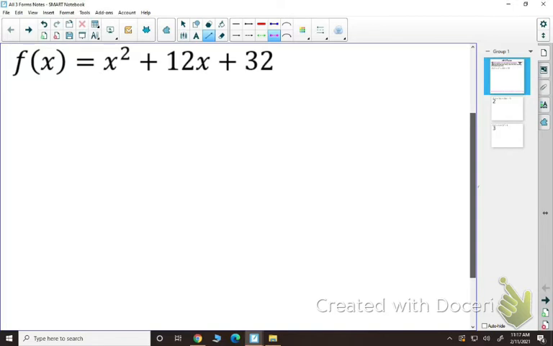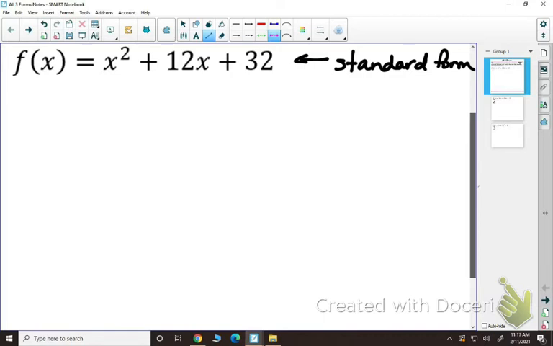we have is f of x equals x squared plus 12x plus 32. So this form is the standard form. And maybe I should specify, you need to be taking your own notes today, adding to your notebook. So again, this is our standard form.